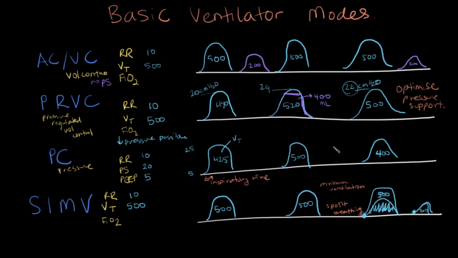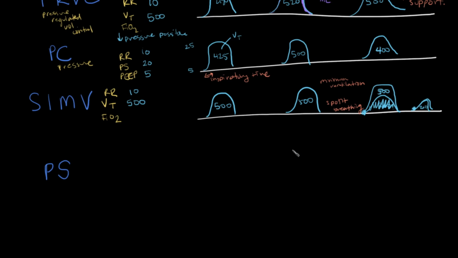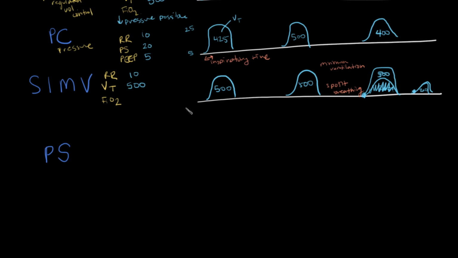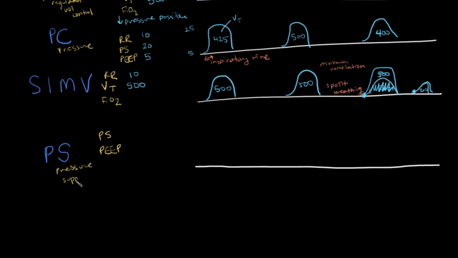All right, and we'll talk about one more mode just now, and that is pressure support. And it is different to the modes we talked about above, because instead of setting things like the respiratory rate, the pressure, or the volume, we only set two things, and that is the pressure support and the PEEP. And some of you might recognize this pressure support as what we give to patients when we give non-invasive ventilation.